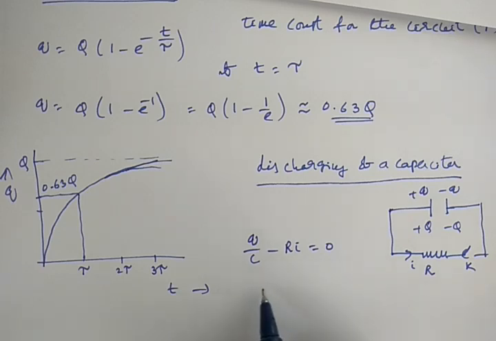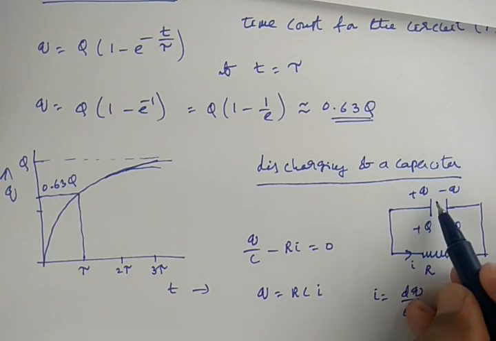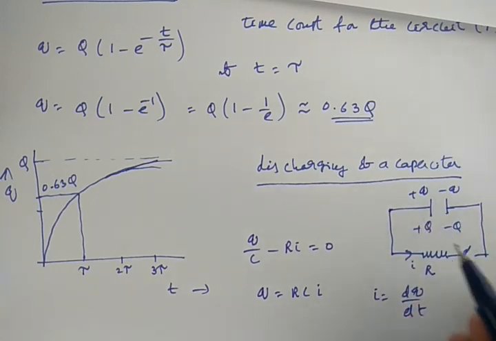Then you can write q equals RC into I. Then I we know is dq by dt, the rate of flow of charge. But here the charge that appears on the capacitor keeps reducing, because of that I am writing a minus sign.